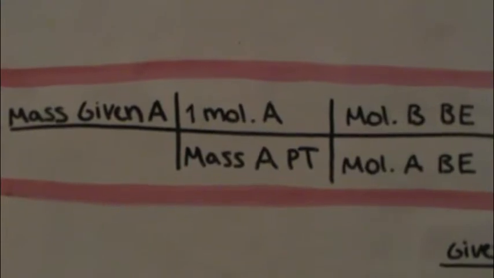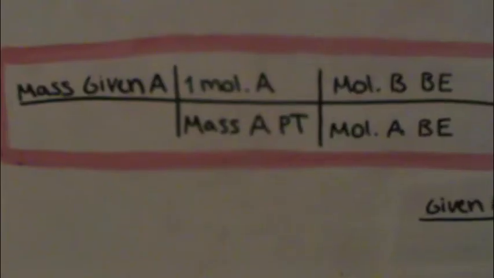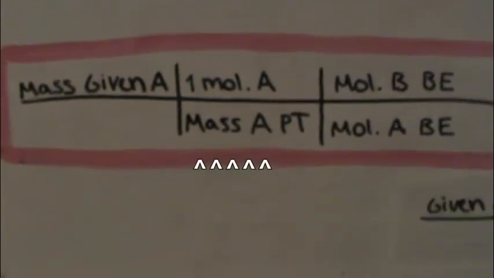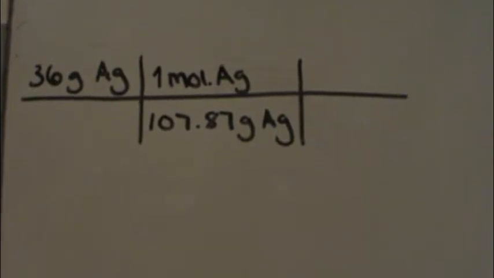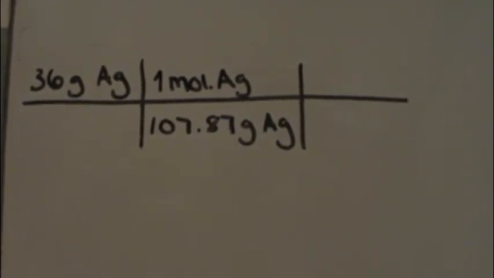Next, we just simply put 1 mole of A. A is what we are given, which is silver, so I just wrote 1 mole Ag. Under 1 mole A, we're going to write the mass of A found in the periodic table. When you look on your periodic table, find silver, and under Ag, you'll find a number, which is 107.87, and that is the mass of silver. So that's what your chart should look like so far.